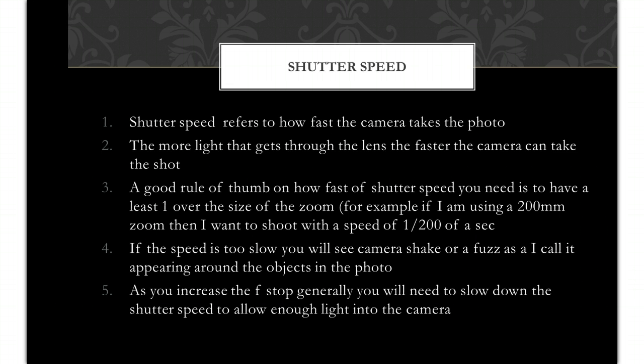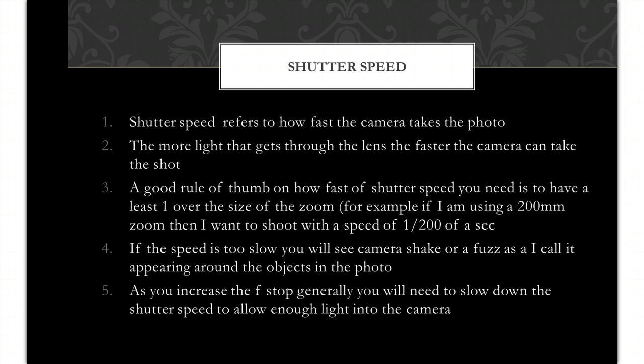A good rule of thumb in how fast the shutter speed should be is to look at the focal length, or the size of the lens. So if you have a 200mm zoom lens, for example, then you would want 1/200, or 1 over the focal length. So if you have a 50mm lens, then you want 1/50. If you have a 400mm zoom lens, then you want 1/400. Hopefully you get the drift. If the speed is too slow, then you're going to begin to start seeing handshake, or you'll see a fuzz appearing around the picture, which is obviously going to destroy the picture.